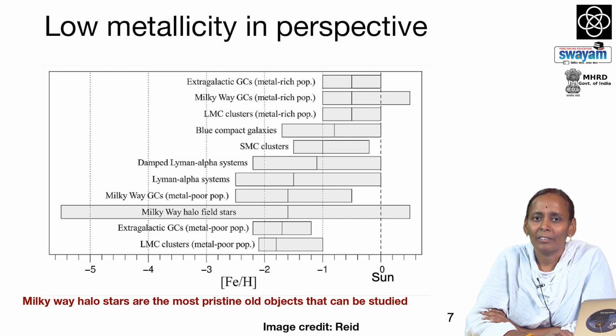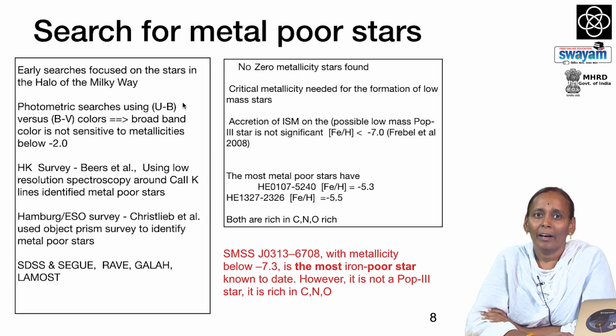What is striking here is the metal deficient halo stars. Currently, the most pristine old objects that can be studied are the halo Milky Way stars. So, that is why it is very important to get information about the early galaxies. Halo stars play an important role. And there are a lot of searches for metal poor stars.